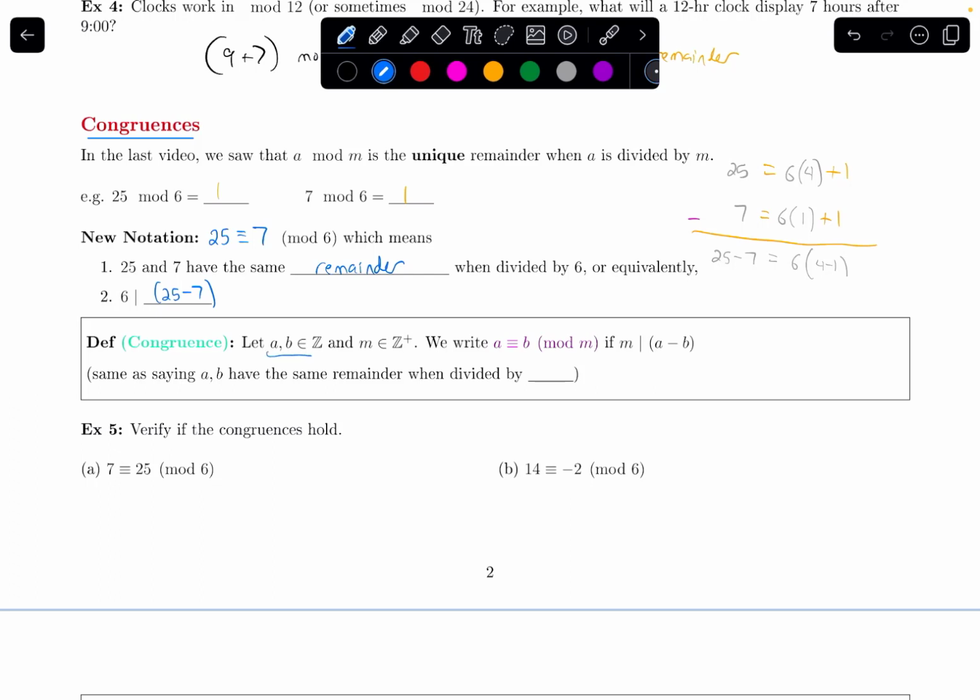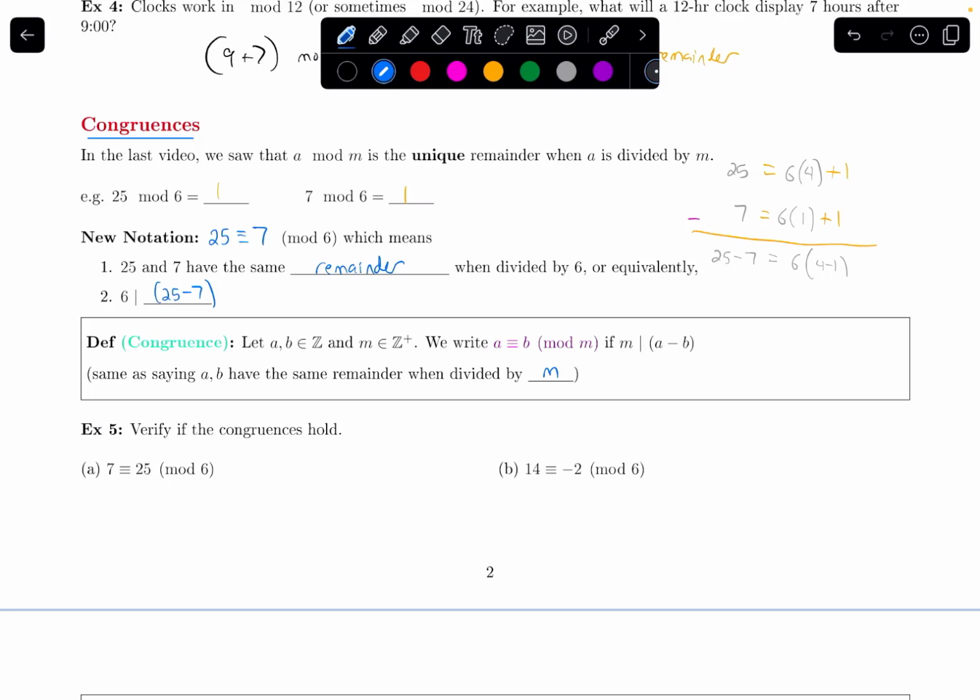Okay, so now we're ready to state the general definition. Let A and B be integers, and let m be a positive integer. We write A is congruent to B, and then in parentheses we write mod m, if m divides A minus B. When that happens, that's the same thing as saying that the numbers A and B have the same remainder when they are divided by m.